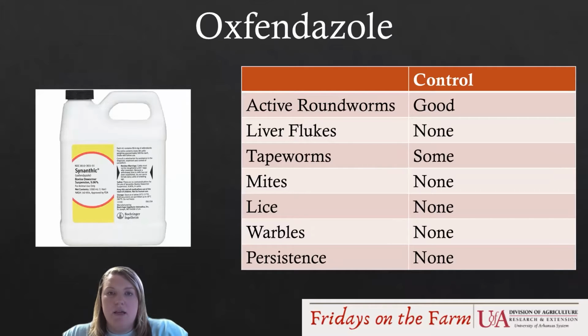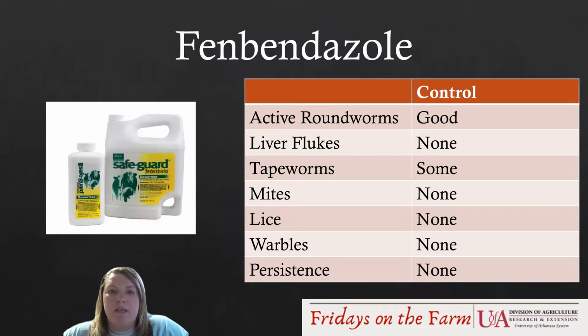Your Synanthic is in the oxfendazole group. We're going to get good control of those active roundworms. We're going to get some control of our tapeworms, and that's going to be most of its goal. Your fenbendazoles, which is your Safeguard family. This is going to get good control of our active roundworms and some control of our tapeworms.